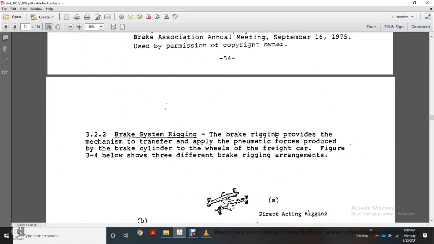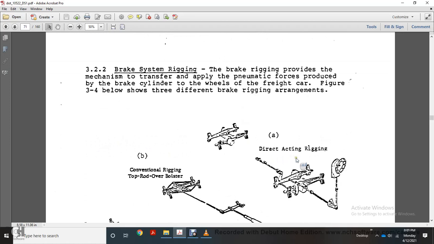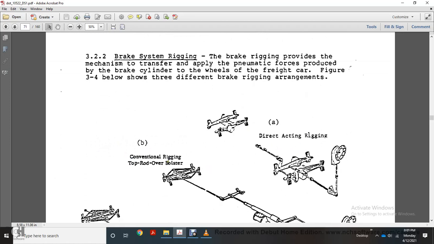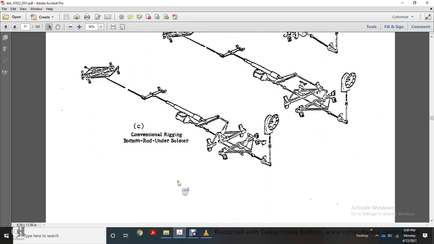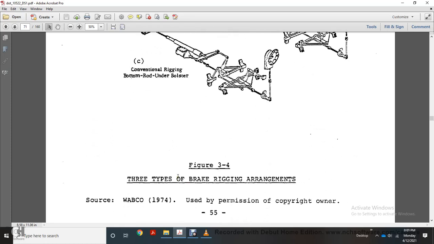3.2.2 Brake system rigging. The brake rigging provides the mechanical transfer. It applies the pneumatic force to produce braking on the wheels of the freight car. Figure 3-4 below shows 3 different brake rigging arrangements: direct acting release, conventional rigging with the top rod over the bolster, and conventional rigging with the bottom rod under the bolster. These are 3 types of brake rigging arrangements.